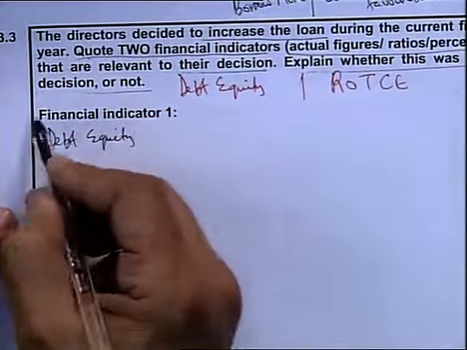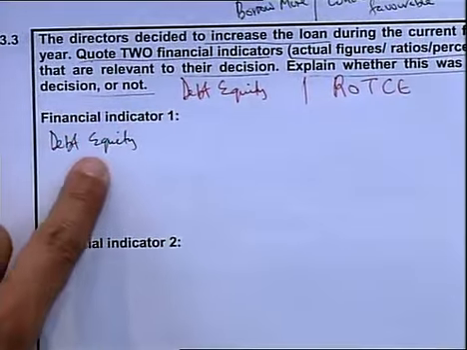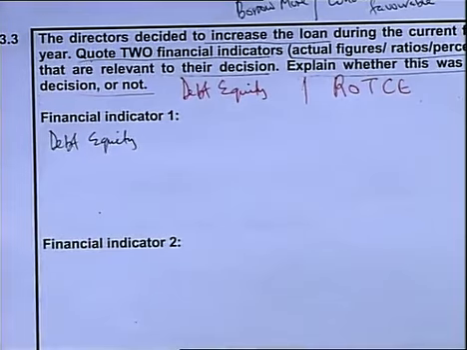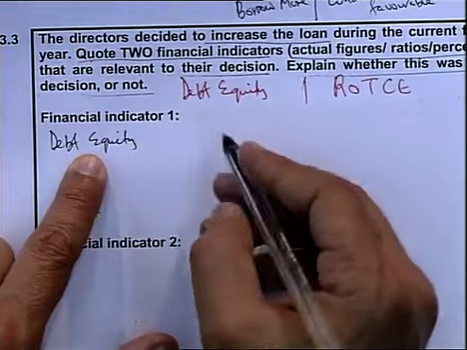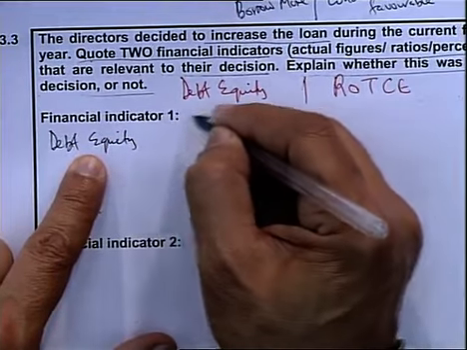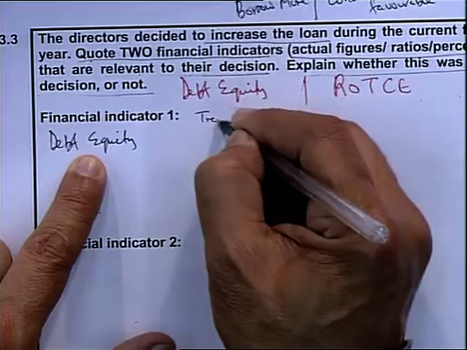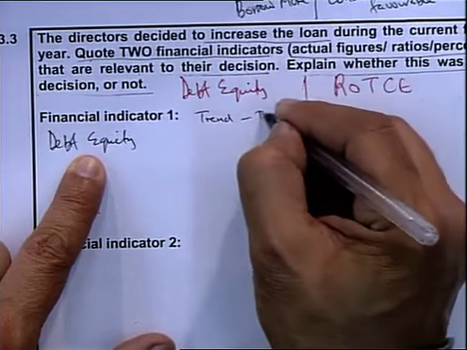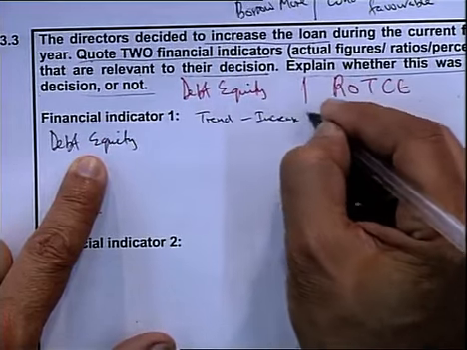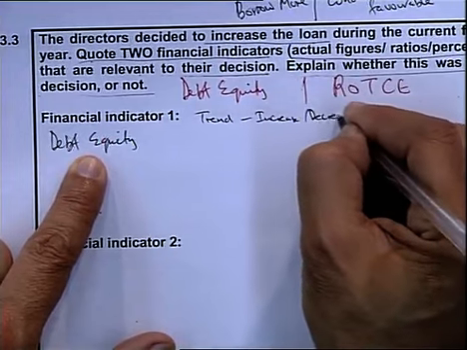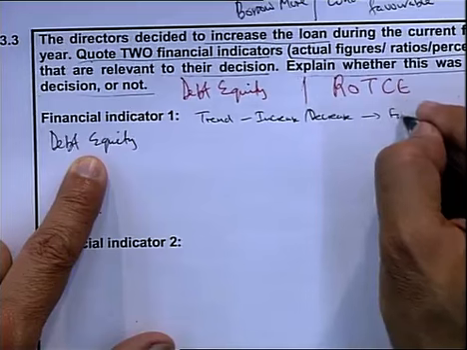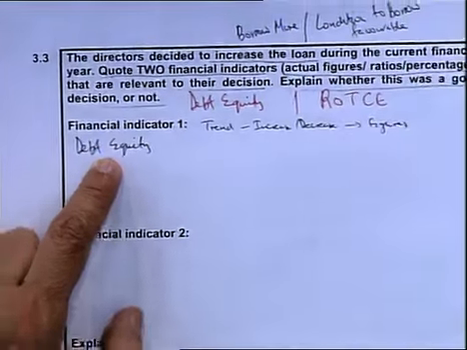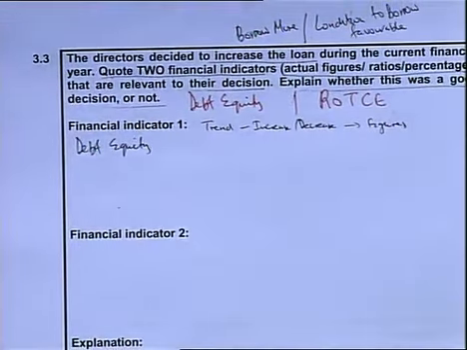Now we have to mention the debt equity. Now what happened to the debt equity? Remember, it's a financial indicator. So it's going to be the financial indicator, the trend, which refers to the increase or the decrease, and then you have to supply the figures. Later on we'll have a general comment on that one.